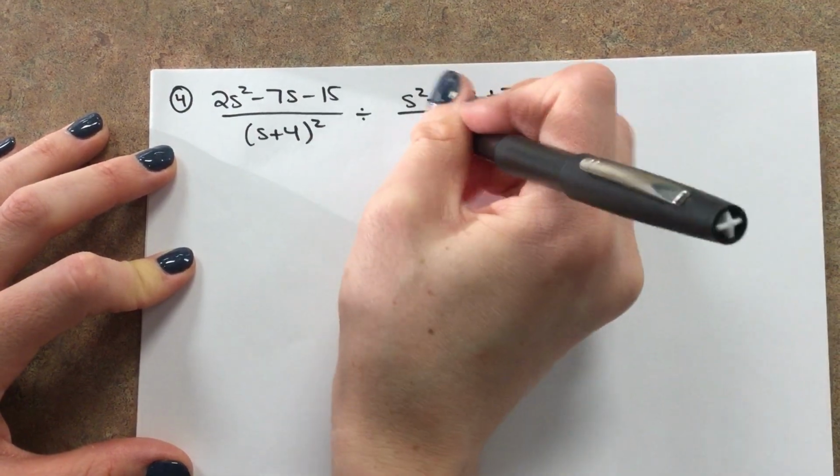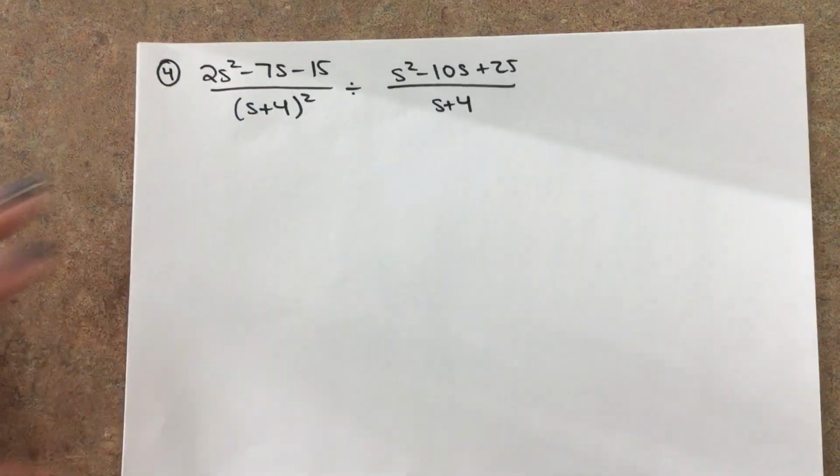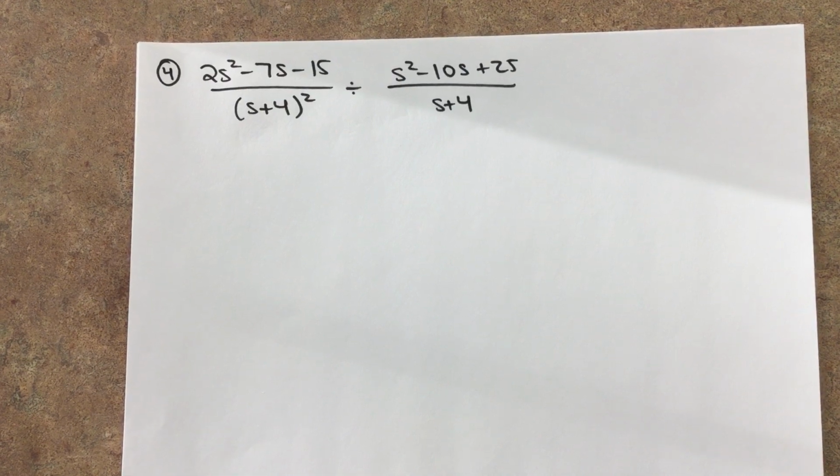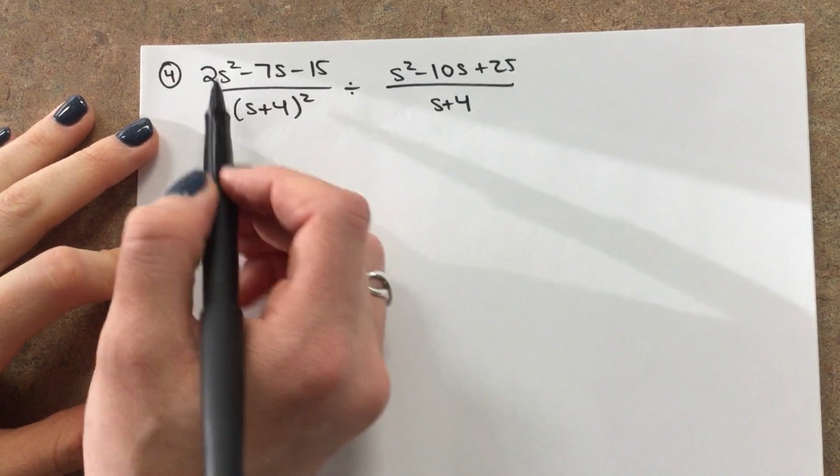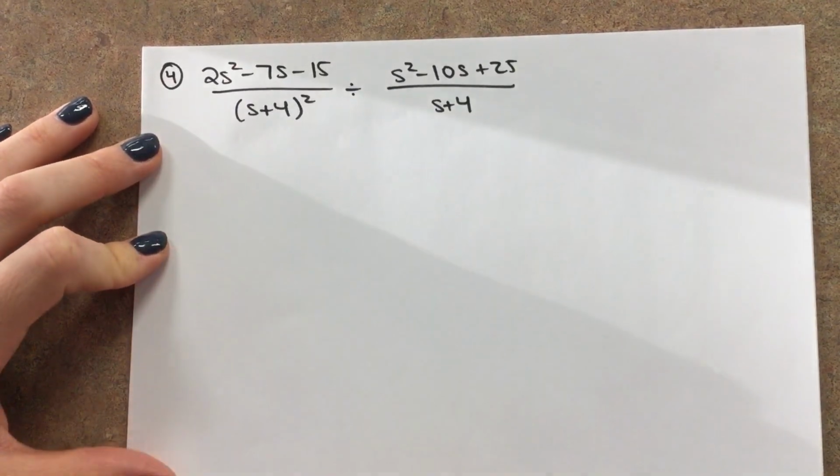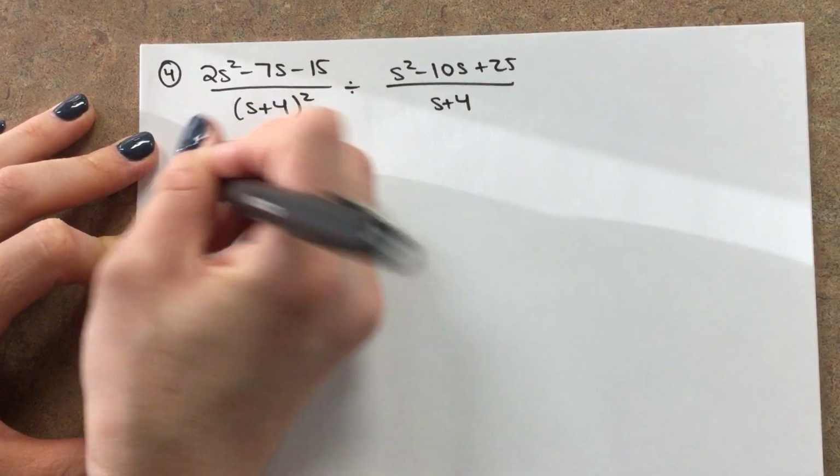Okay, so this is number 4. First thing here, division, you always flip and multiply by the reciprocal, so don't forget to do that. And then all of these will factor down. So 2s squared minus 7s minus 15. So this one, it's gonna be a guess and check.